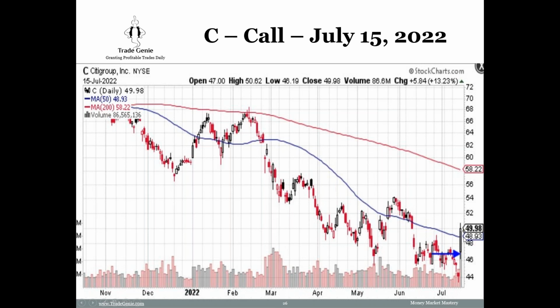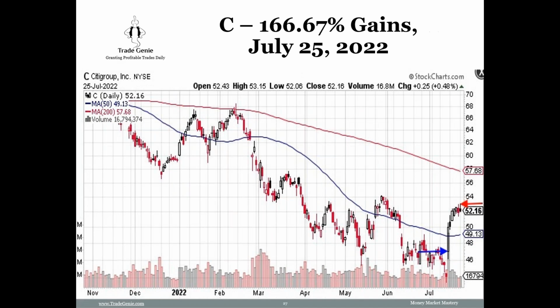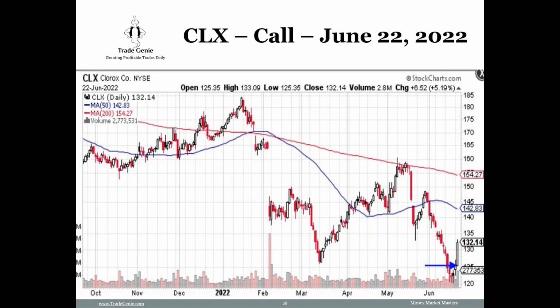So go long on C on July 15. 10 days later, when it started to dwindle at the resistance level, 166% gain. So maybe other financials were also moving. CLX, same phenomenon. CLX, right here. So this bar, the signal came 1 day before, but I caught the second day.